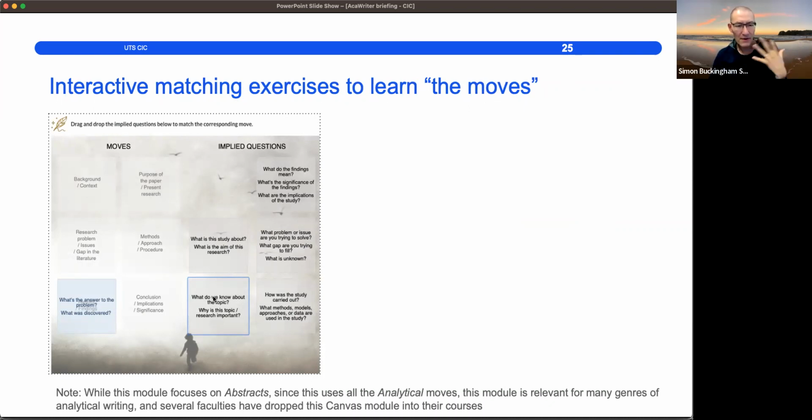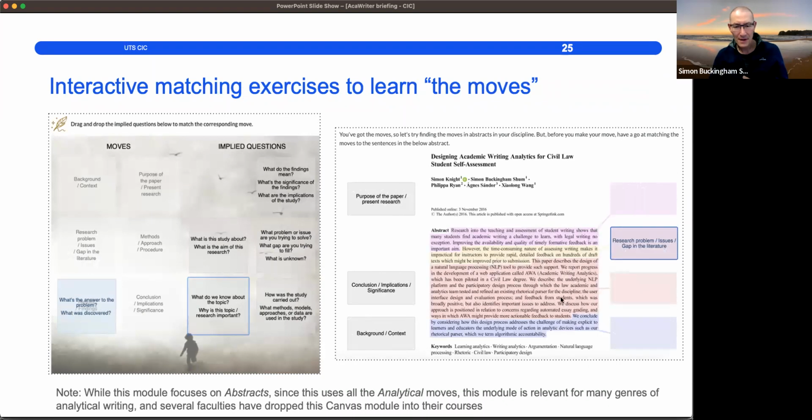There's some nice interactive exercises that they do to drag and drop different kinds of questions onto different kinds of moves. There's a sample abstract here, and they have to drag and drop the blobs onto the right colored square to show that they understand what function these different sentences are playing in the abstract, and so forth. So a really nice, engaging module, which introduces all these moves, and then the student is all set to use AcaWriter.